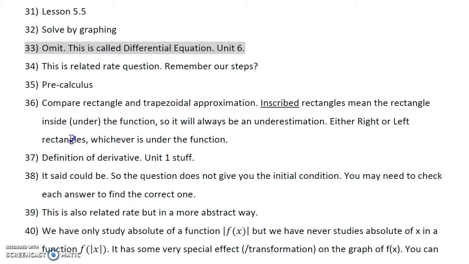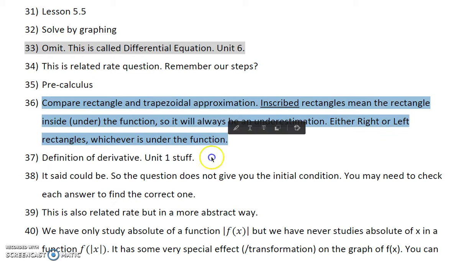It says here inscribe rectangle, which means the rectangle is below the graph. It's not specifically saying it's a right rectangle or left rectangle. It could be different for the two as long as the rectangle is inside. So make a graph and see how it will work. Okay, so it's a problem solving. Question 36, we never did something like this before.